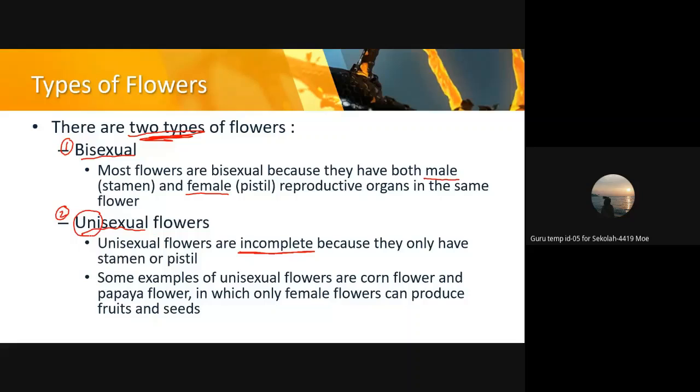That's why the name is uni. Uni refers to one, right? Only one. Okay, so some Akmal said LGBT plant. So for unisexual flowers, examples are cornflower, the flower of the corn plant, and papaya flower, in which only female flowers can produce fruits and seeds. Right?